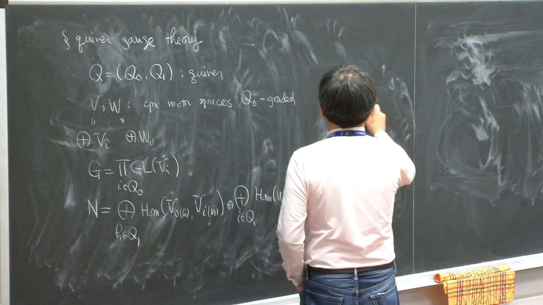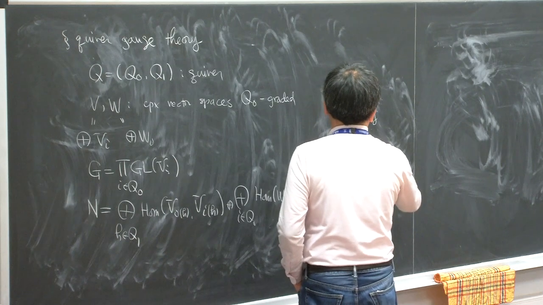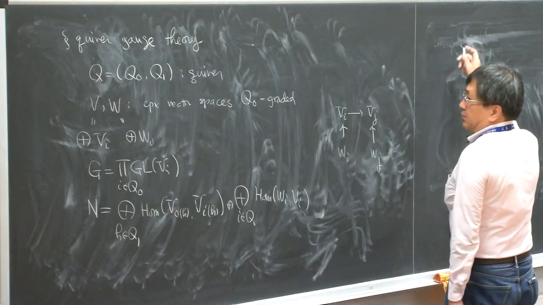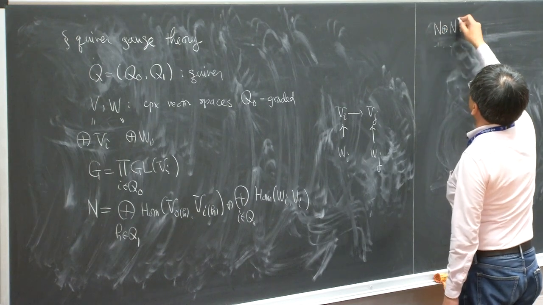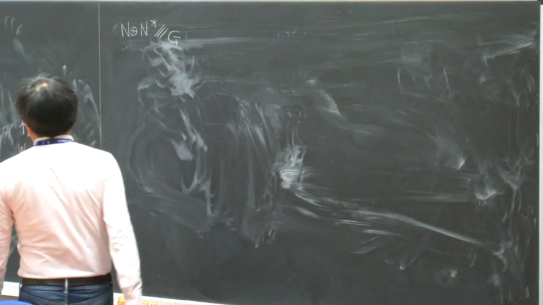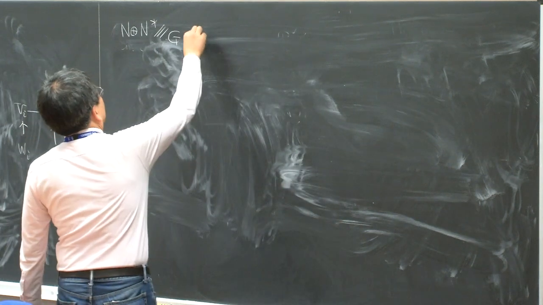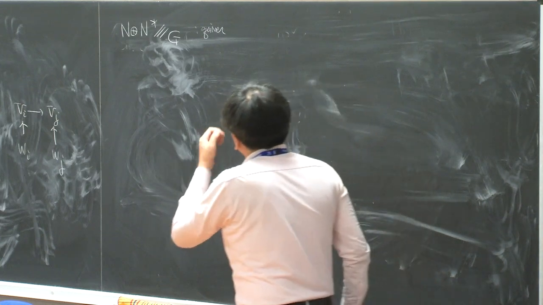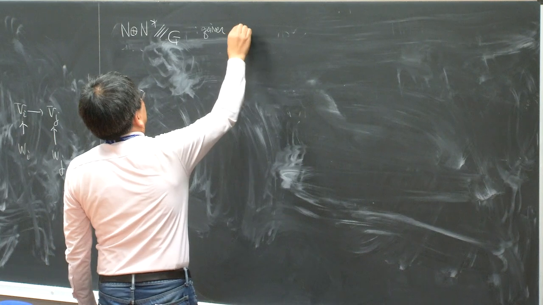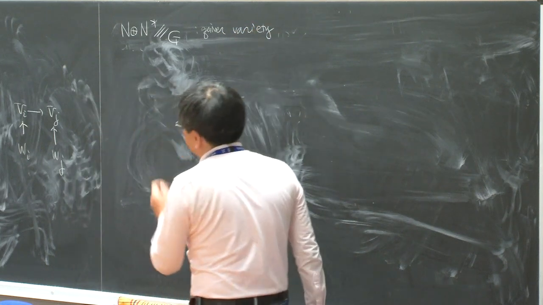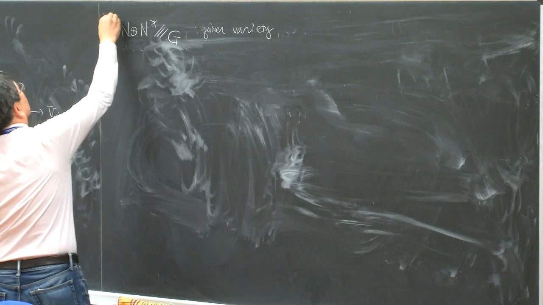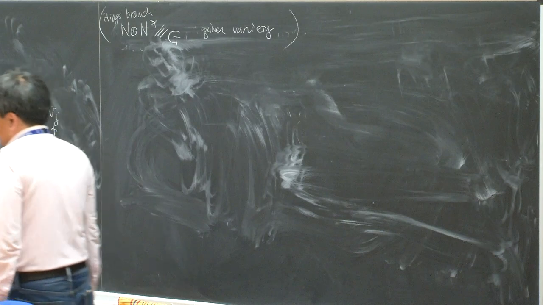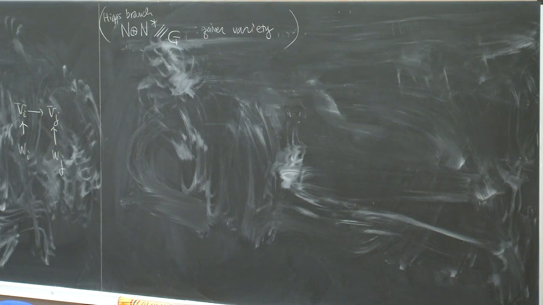So you have V_i, V_j, W_i, and W_j, like this. And as I mentioned, if you consider here the Higgs branch, which is N plus N star divided by G, this is called the quiver variety. Sometimes you take a character of G and take a GIT quotient, but I will not enter that story.